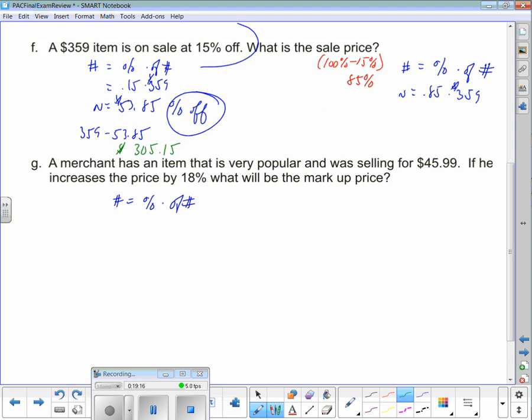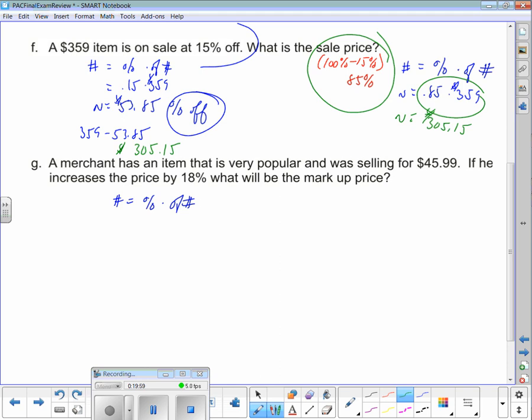305.15. Now you can do it in one step. If you get 15% off, you have to pay 85%. What's 85% of 359? $305.15. That's a one-step way to do the problem. If you got 15 off, you're paying 85. You got 20 off, you're paying 80. You got 10% off, you're paying 90. You got 5% off, you're paying 95. You can do it in one step. But look, folks, if you do it the other way, I saw numbers of you had 53.85 as your answer. Come on, think.